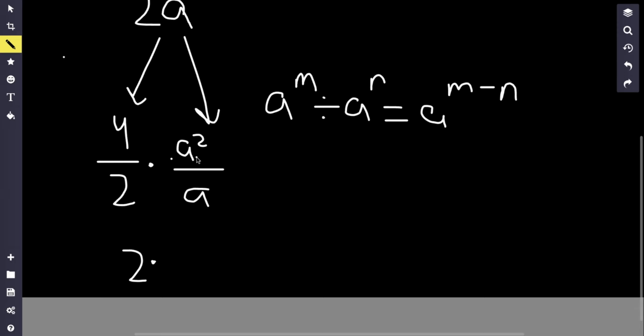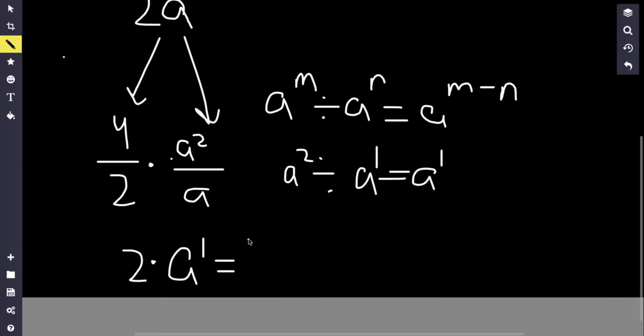And that's what we're going to do right here. We have a to the 2nd power divided by a, in this case a to the 1st power. What you do is keep the base of the exponent, which is a, and subtract the exponents. 2 minus 1 is equal to 1. So we have 2 times a to the 1st power, which is just 2a. And there's our answer. Now let's say that I'm going to make this a little bit more complicated.